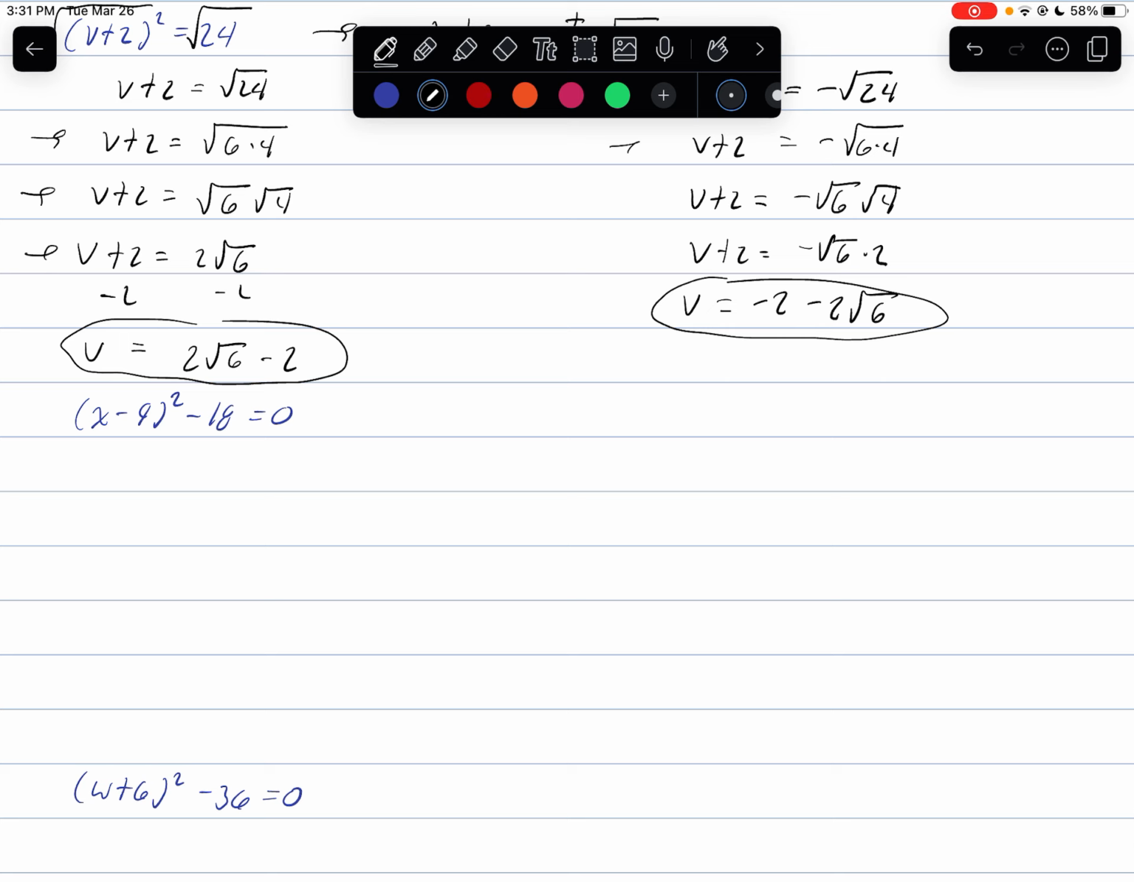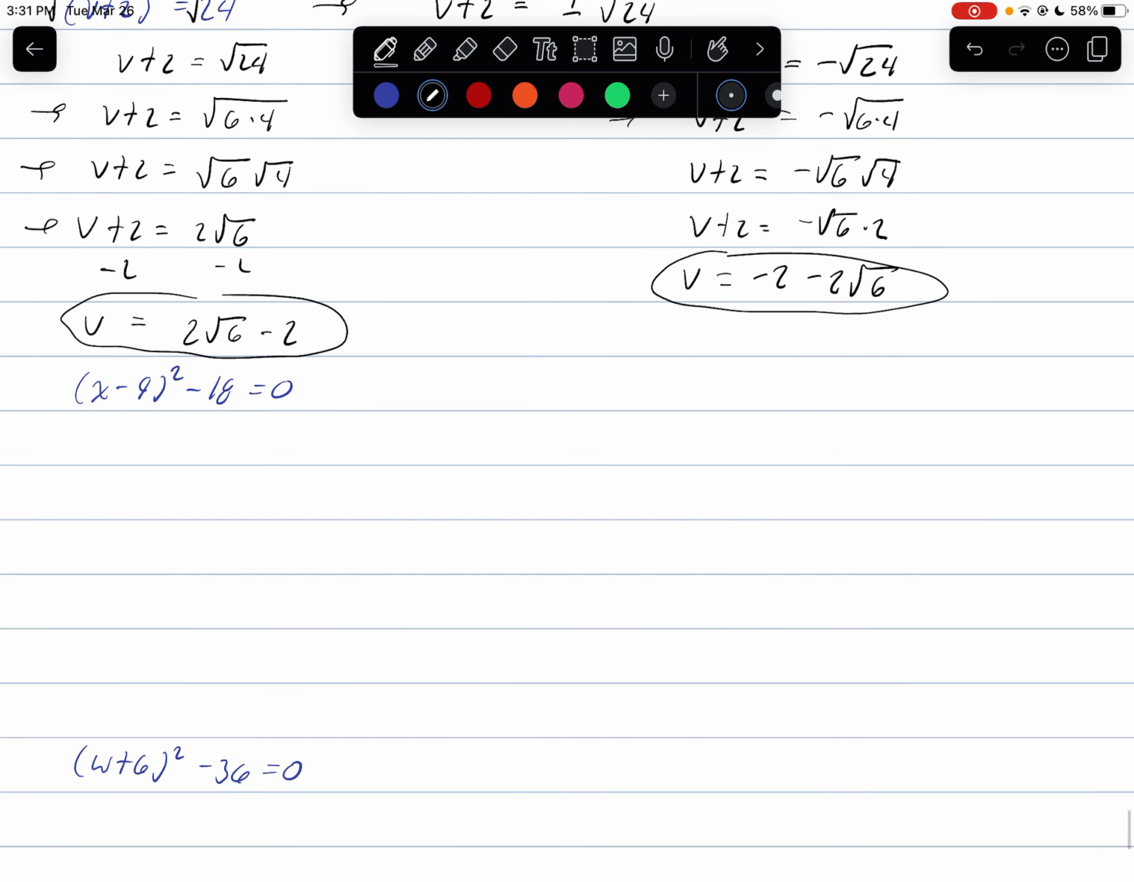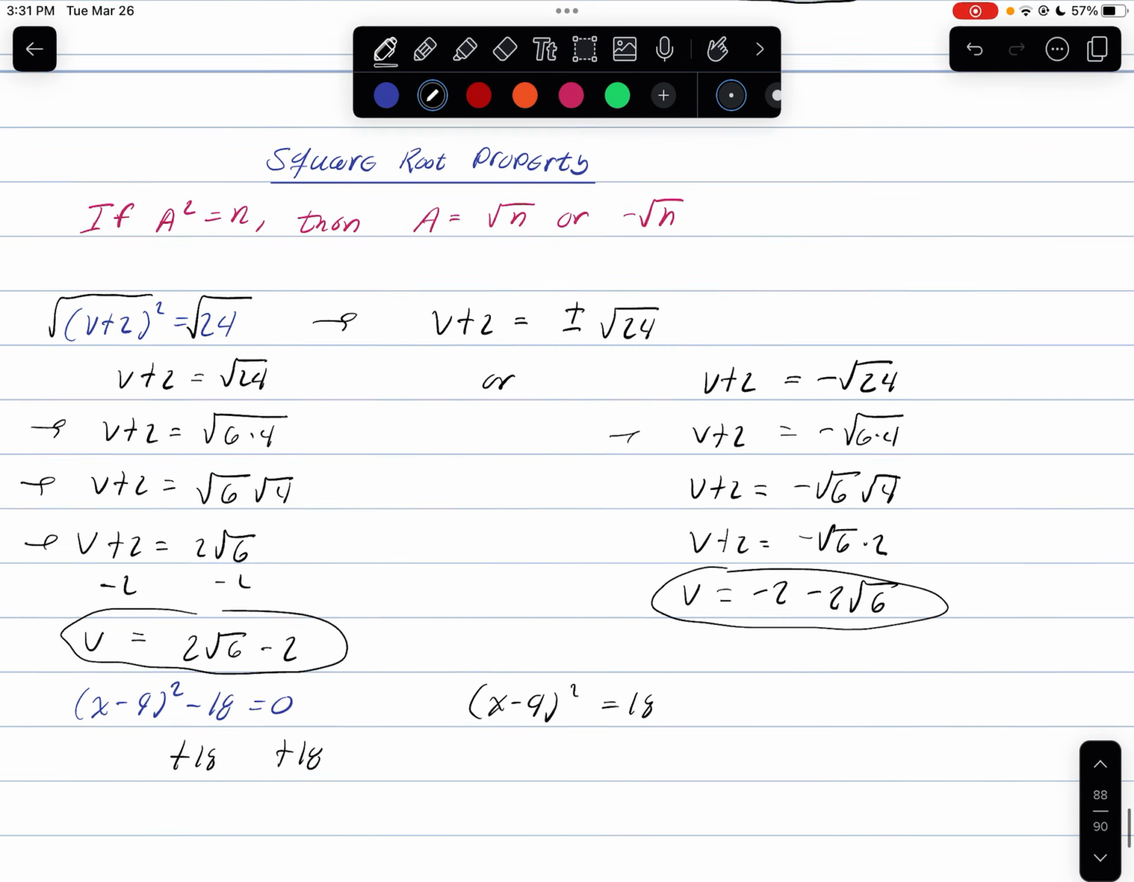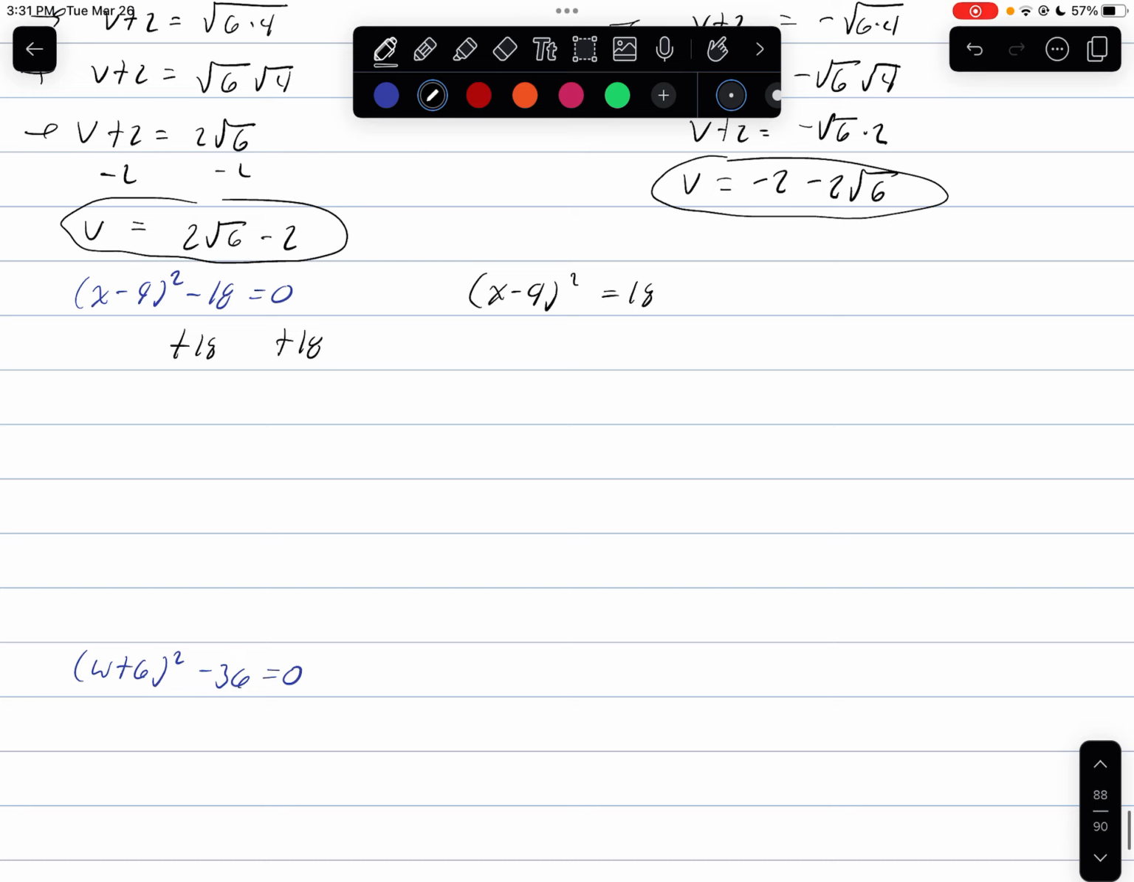Here we have x minus 9 squared minus 18 is equal to 0. So first we can start by adding 18 to both sides. And then we'll have x minus 9 squared is equal to 18. From here, because of our rule up here, a squared equals n, then a equals the square root of n, or a equals negative square root of n, we can write this as x minus 9 equals square root of 18, or x minus 9 equals negative square root of 18.